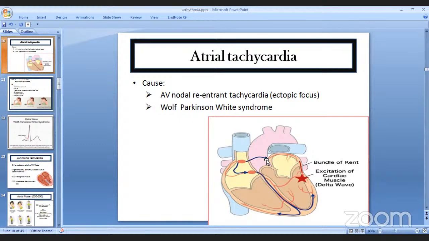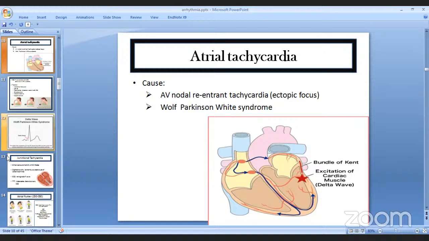So when we give these drugs in Wolf Parkinson White, what happens? When you block the AV node, the accessory pathway gets enhanced. So in Wolf Parkinson White syndrome, these AV nodal blocking drugs are contraindicated. They instead enhance the accessory pathway by blocking the AV node.